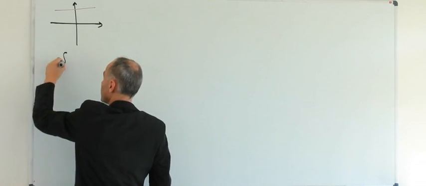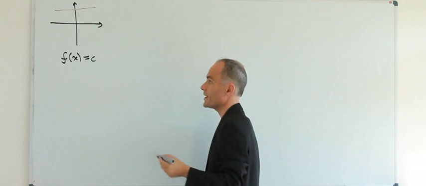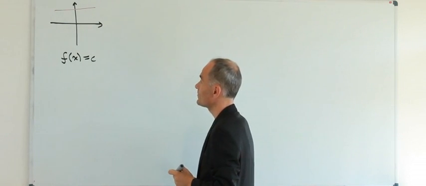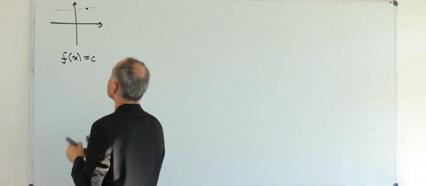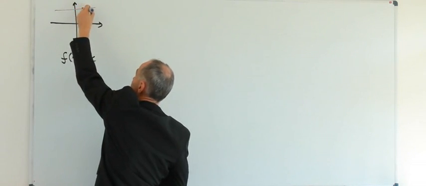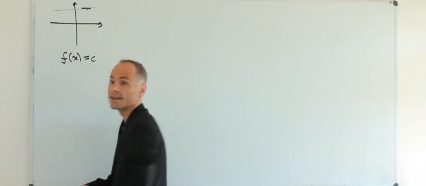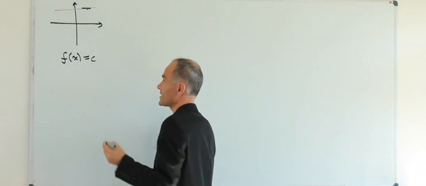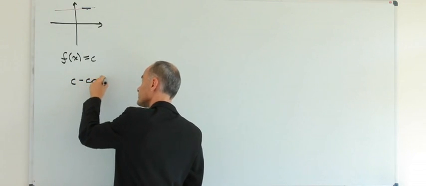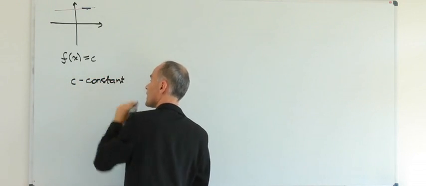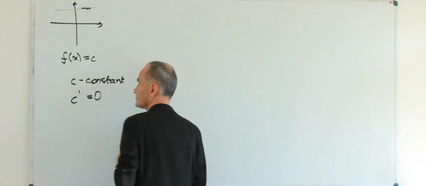So if we have a function whose only value is one number, the number c, then at any point on the graph of that function, the slope is obviously what? It's 0. So then we expect that if we have a constant function, where c is a constant here, then the derivative of a constant is 0.